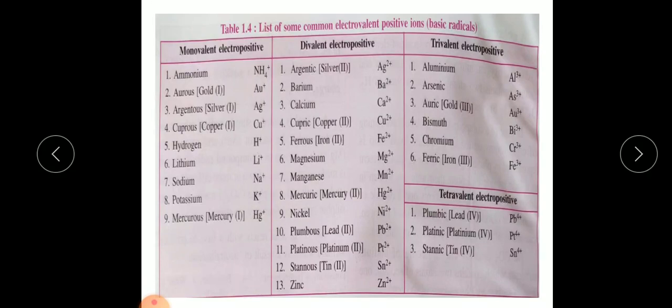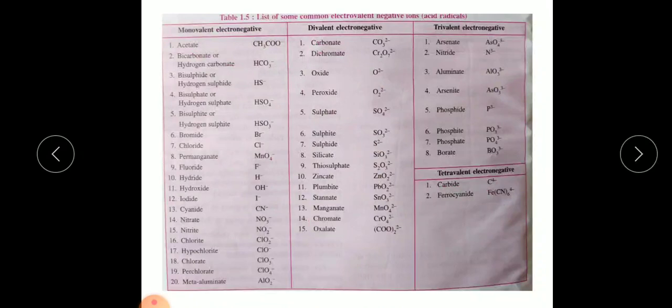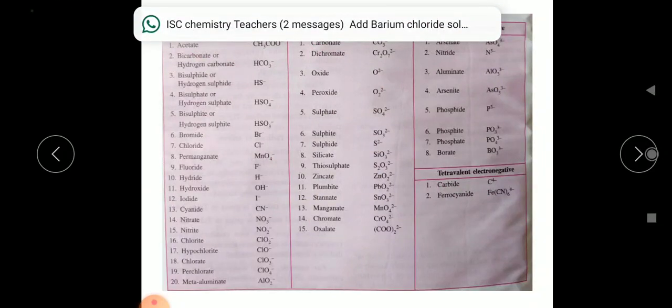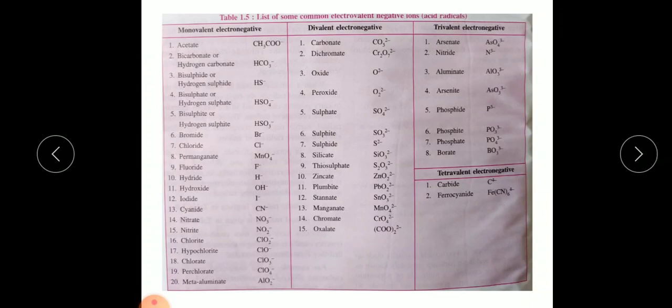Now, the basic radicals we call electropositive ions. They can be monovalent, divalent having two charges, trivalent or tetravalent. So you need to remember the charge along with the symbol, how we are writing these ions. Similarly, we have seen for acid radicals, that is electronegative ions. In this, we have a monovalent electronegative ion, divalent, trivalent and tetravalent. This also you need to remember, because after this we are going to see how we can write down the chemical formula of any compound.